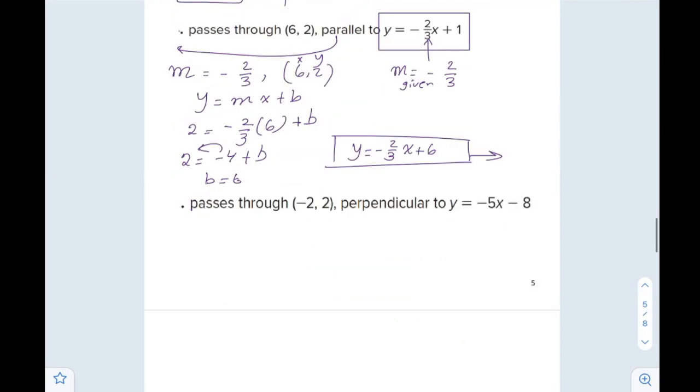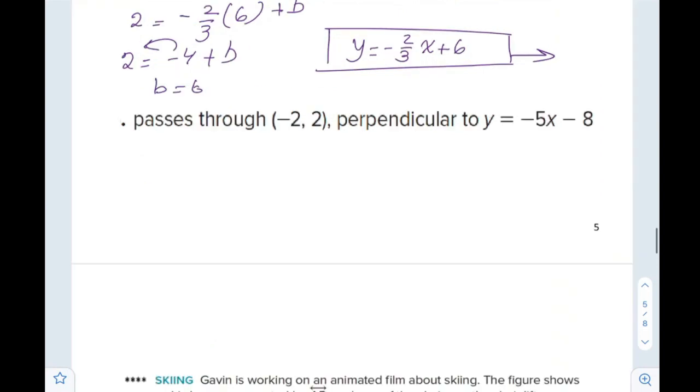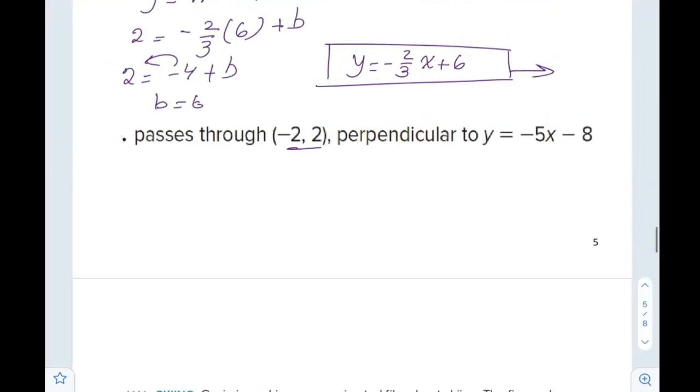Now another question. Find the equation of a line that is passing through this point and perpendicular to that one. So my slope is -5. We are looking for a perpendicular line. So my slope, this is given, will be opposite in sign and the opposite reciprocal, that is, upside down. So this was -5/1, so it becomes 1/5. Now I will use this point.